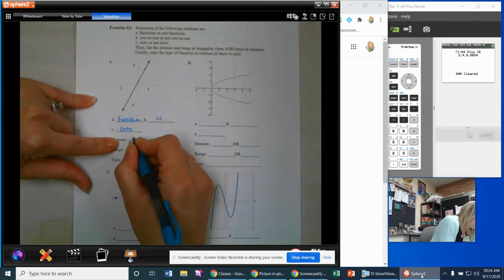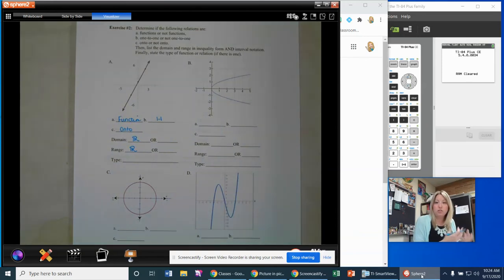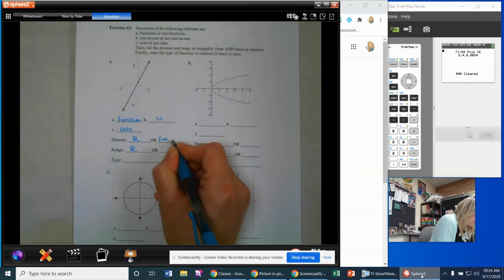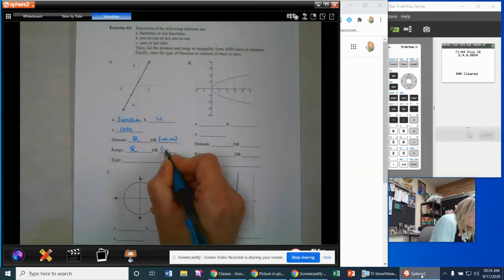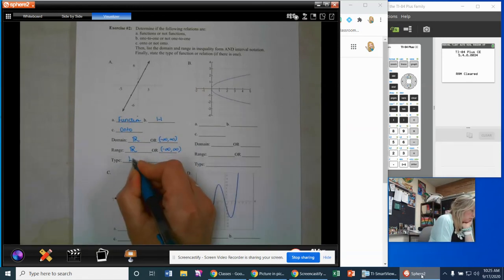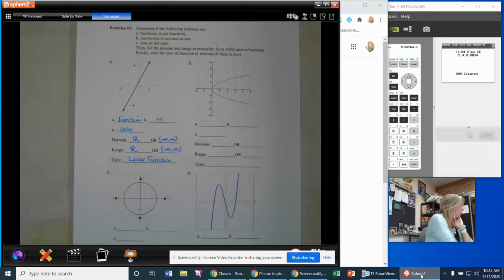So your domain here is all real numbers, and so is your range. And that's all we have to put for the inequality side. You can just put all real numbers. But for the interval side, the way you would write that is -infinity to +infinity. And that's the same for both. Infinity always has parentheses on it because it's an open concept. There's not one last number, not one first number. And so because of that, it's an open concept. We do the open parentheses. And of course, this is a linear function, also known as a line. You know, the word line is in the linear function, so hey, you got it.